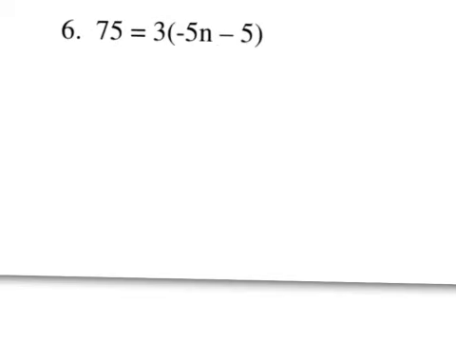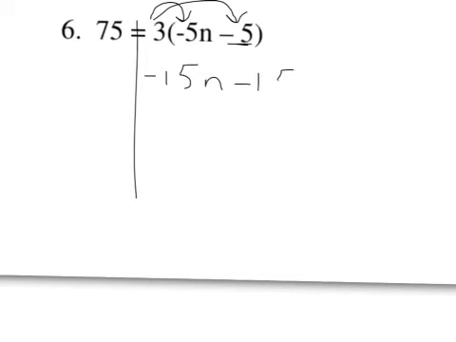Okay, last example. Split my sides, left side and right side of the equation. I first look for any distribution, and I see here to distribute this 3 to the negative 5n and to the negative 5. So let's do that. 3 times negative 5 is negative 15n. 3 times this negative 5 gives me negative 15.